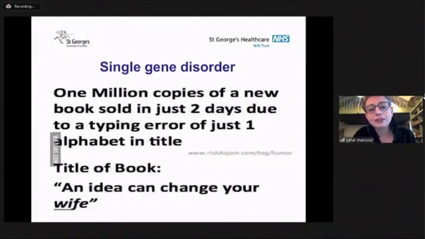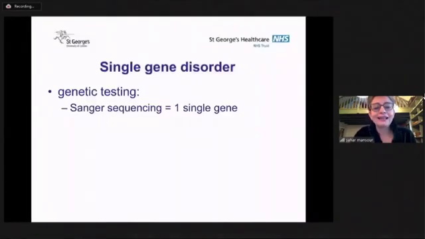In a single gene disorder, you have a spelling mistake just in one word, and it changes the meaning of that word. So apparently this book sold millions of copies because of a change in the letter from life to wife. And so you have to ask for different tests to look for single gene disorders. In the UK, we routinely do detailed chromosome analysis. I know it's different in some countries, but that is not a useful test for skeletal dysplasia.